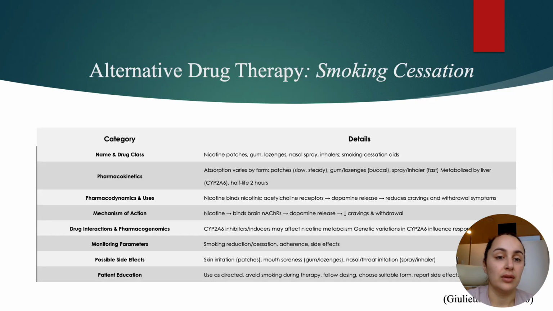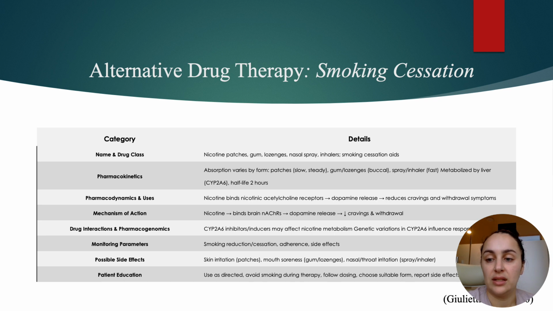An alternative drug therapy for smoking cessation includes NRT, or nicotine replacement therapy, including patches, gum, lozenges, nasal sprays, and inhalers, which are all designed to help people quit by delivering controlled doses of nicotine. Depending on the form, nicotine is absorbed slowly, as with patches, or quickly, as with the nasal spray and inhaler, and is metabolized mainly by the liver enzyme, with genetic variations potentially affecting responses.